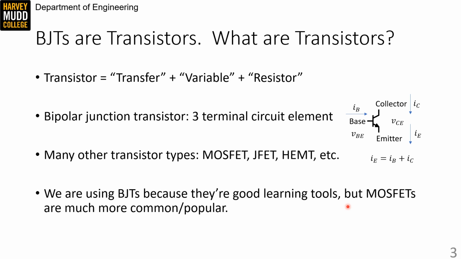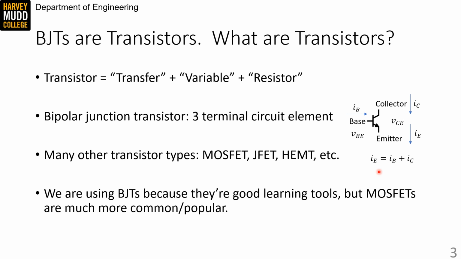We can draw a circuit model to make this more concrete. Bipolar junction transistors are three-terminal circuits, and I've pictured an example of the bipolar junction transistor circuit symbol on the right side of this slide. The terminals are called the emitter, the collector, and the base.